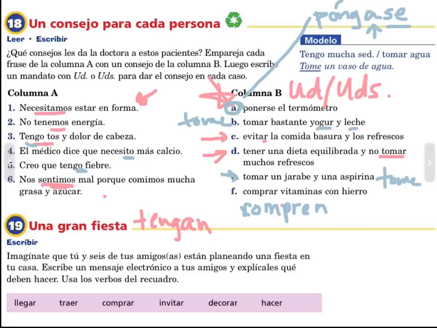Okay, hopefully that went well for you all, and that you've added to your notes the important rules for usted and ustedes commands or formal commands, mandatos formales.